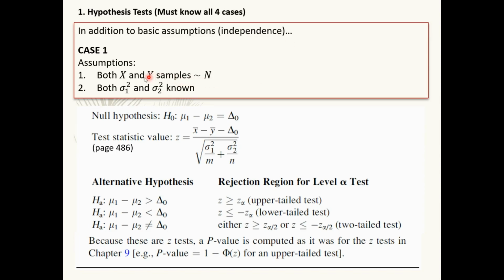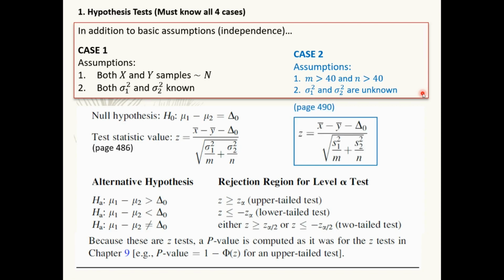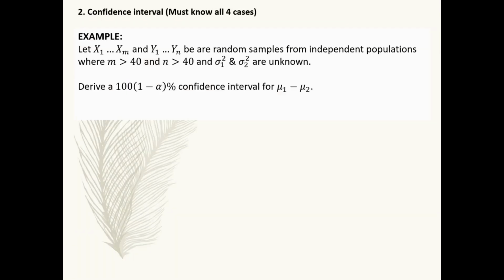We have your basic assumptions of independence, and then we said normality in the populations, and we also said that sigma 1 squared and sigma 2 squared are known. So in case two, now it's a large sample and unknown variances. The only difference is your test statistic. So your null remains the same; your alternatives, rejection regions, and p-value calculations are identical. The only difference is now how you're going to calculate your test statistic.